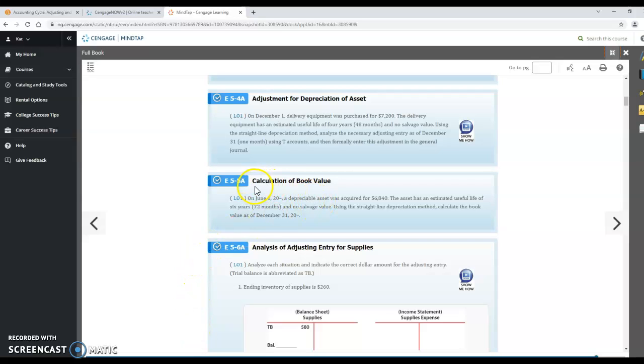Okay, and number 5 is where we calculate the book value. So on June the 1st, a depreciable asset was acquired for $68.40. The asset has an estimated useful life of 6 years, no salvage value, and we want the book value as of December 31st. Okay, so let's get this started. June the 1st, fixed asset was acquired for $68.40.